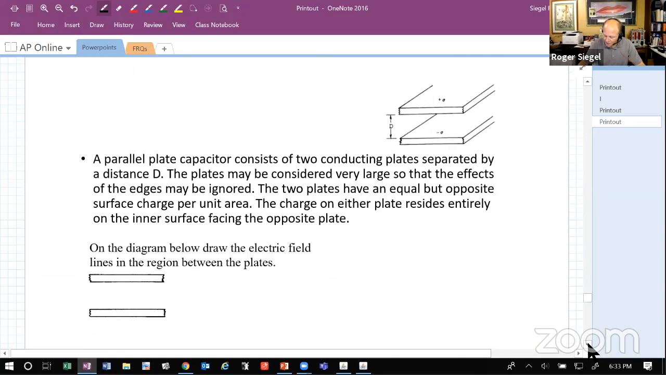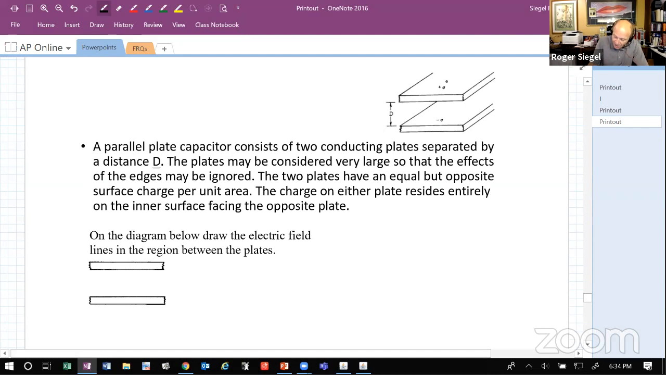All right, let's look at this last one for tonight. A parallel plate capacitor consists of two conducting plates separated by a distance d. In this case, notice they're using a capital D. The plates may be considered very large so that the effects of the edges may be ignored. The two plates have an equal but opposite surface charge per unit area. The charge on either plate resides entirely on the inner surface facing the opposite plate. On the diagram below, draw the electric field lines in the region between the plates.